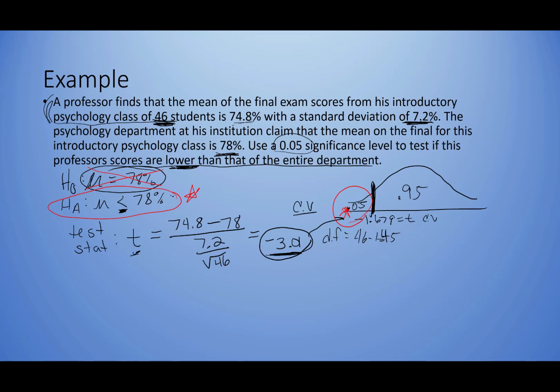Okay, now, so that's the critical value method. If we want to use the p-value method, we're still going to have our test statistic.